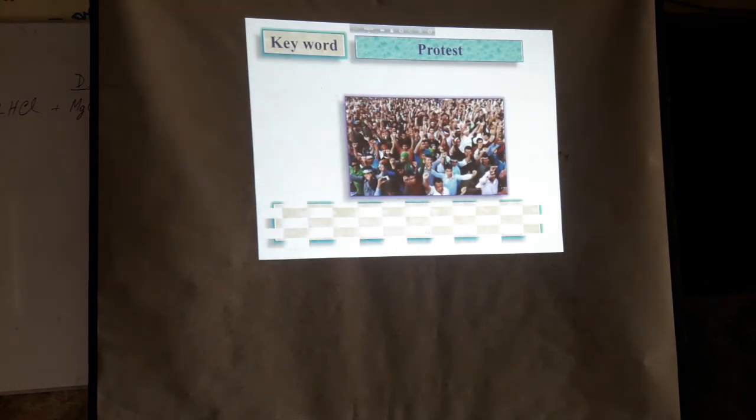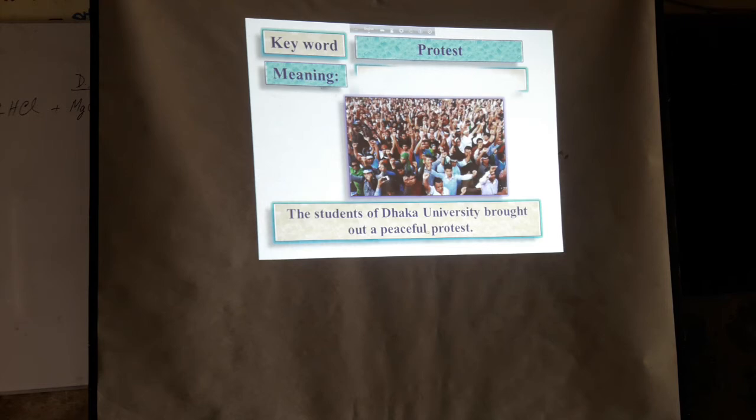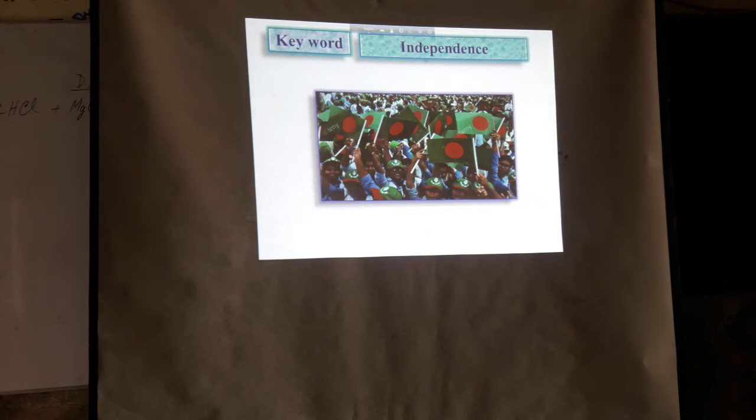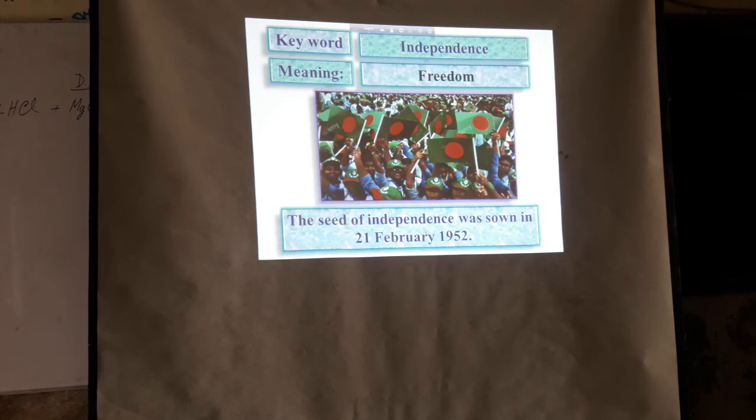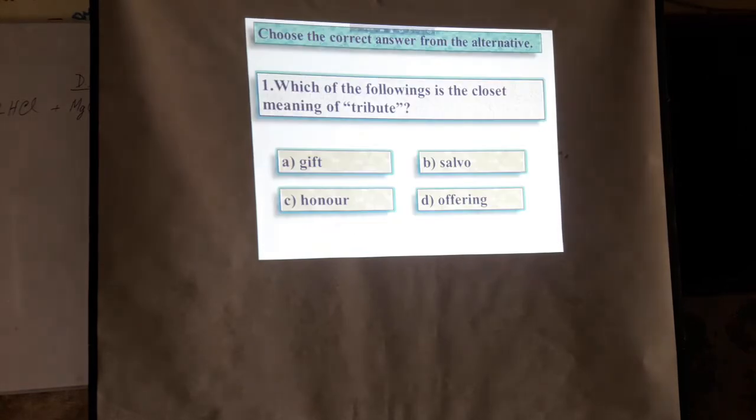Protest. What is the meaning of protest? The meaning of protest is objection. And if you make a sentence, the sentence can be: the students of Dhaka University brought out a peaceful protest. Keyword independence. What is the meaning? The meaning of the word is freedom. The seed of independence was shown on 21st February 1952.